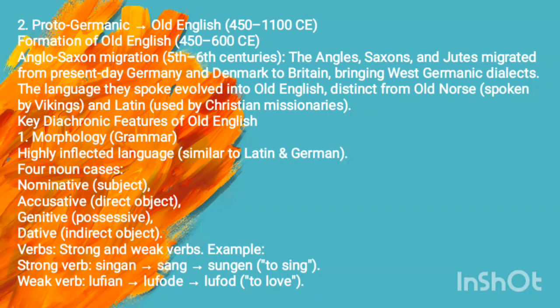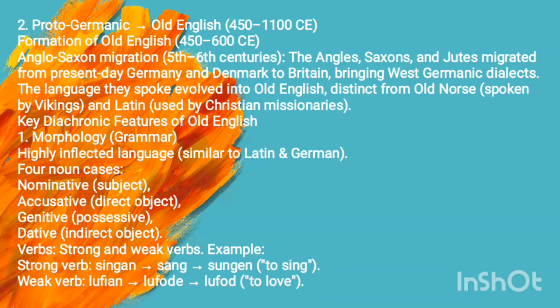Let's see the verbs, that is strong versus weak verbs. Strong verbs form the past tense by vowel changes. For example, singen, sang and sungen, that means to sing. Then weak verbs form the past tense by adding an ending. It is lufian, lufode, lufed.